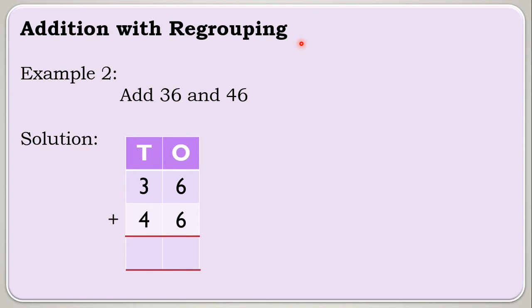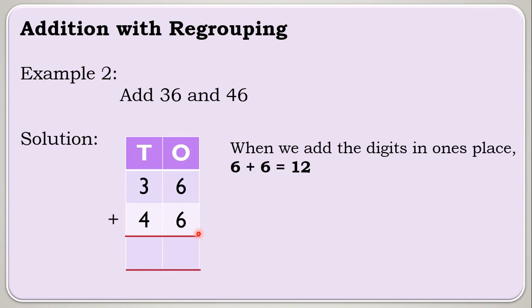Again, as we did earlier, we will write down the given numbers one below the other as per their place values, like this. And now let us add the digits in ones place, that is 6 plus 6. When we add the digits in ones place, that is 6 plus 6, we get 12. And this 12 represents 12 ones.